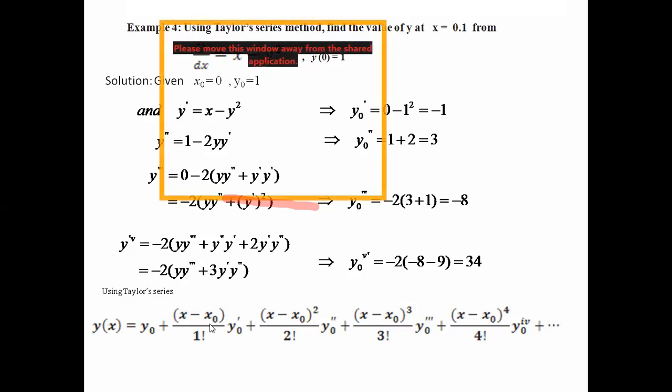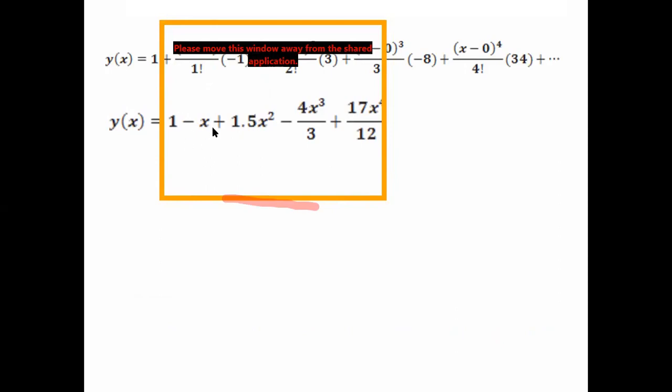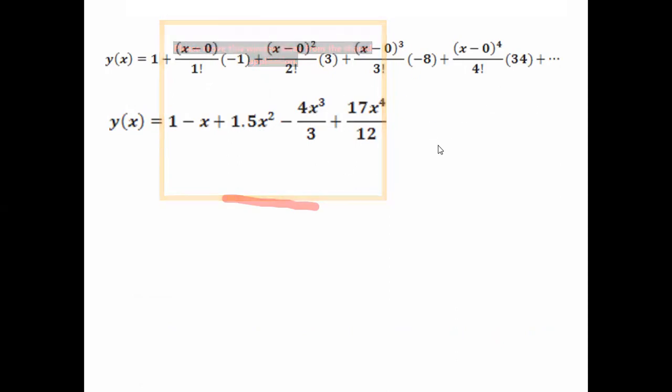Don't think it will always be 0. Here, in all these problems, you have taken 0. So since x naught is 0 in this case, we get the series as y of x is equal to 1 minus x, then 3 by 2, that means 1.5 into x square, minus 4 by 3 into x cube. If you substitute all these constants, you get it.